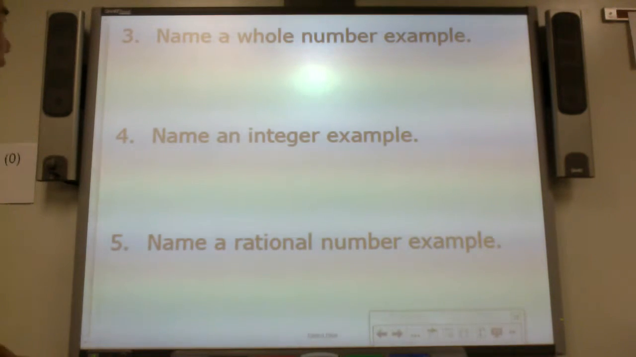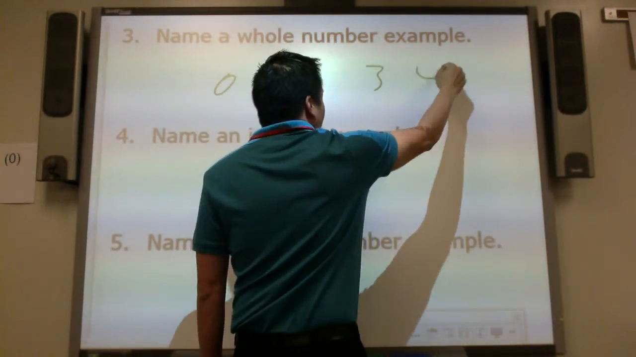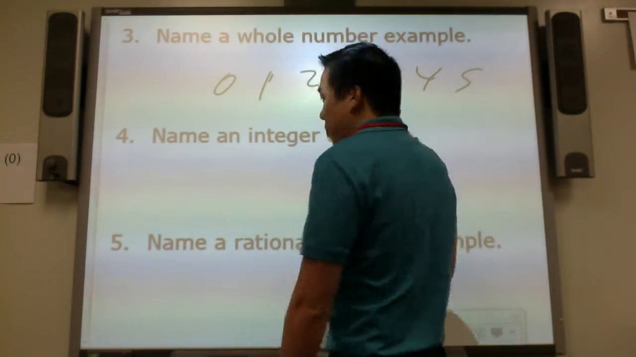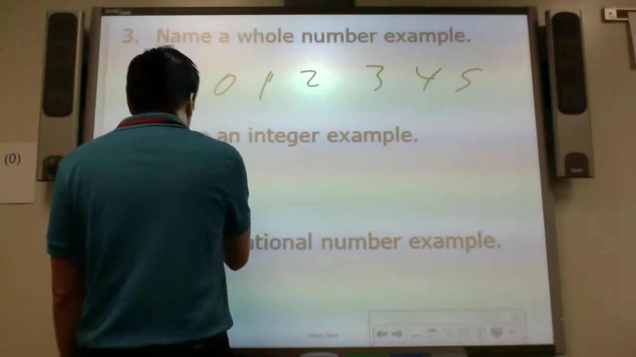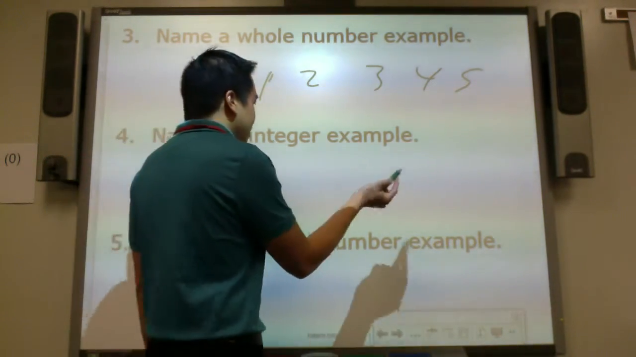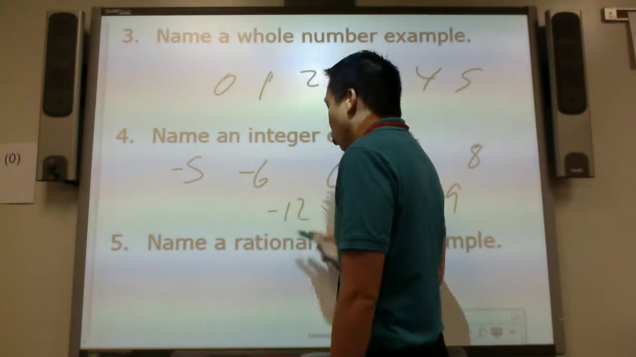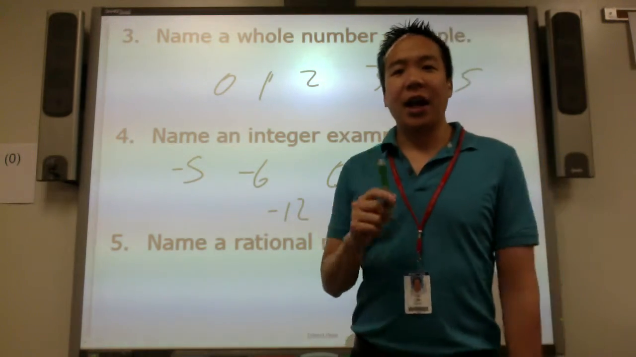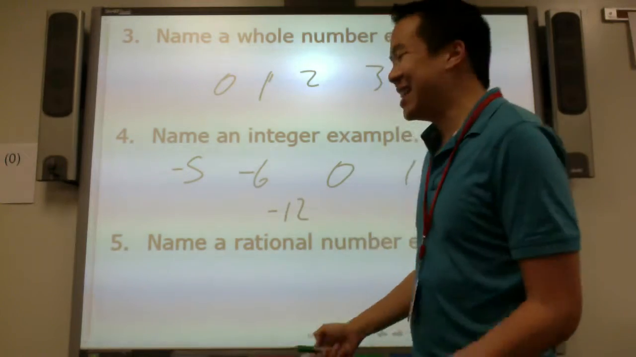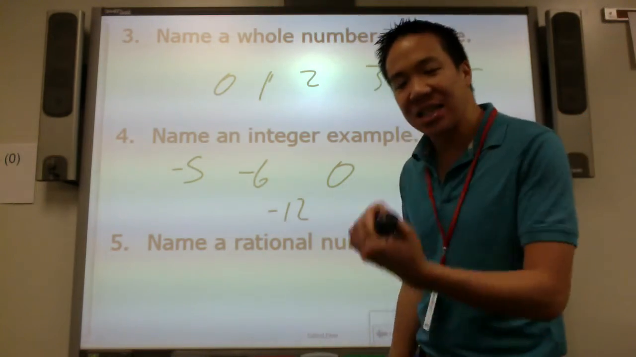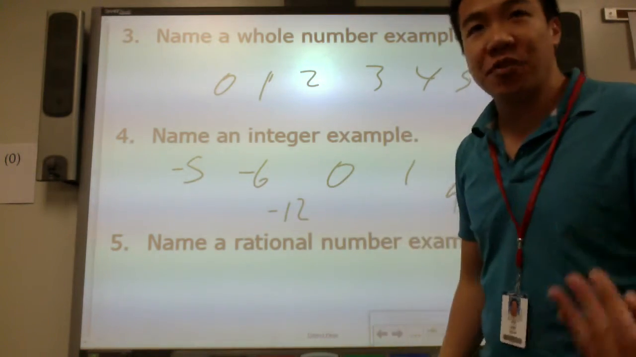Number 3, name a whole number example. 0, 1, 2, 3. I know it says an example, but I'm going to name more. 0 and any positive whole number. Name an integer example. -5, -6, 0, 1, 8, 9, -10, 12. Before you think, I had a lot of kids who really think integers are just negative whole numbers. It's negative and positive whole numbers. So all these whole number examples are examples of integers.